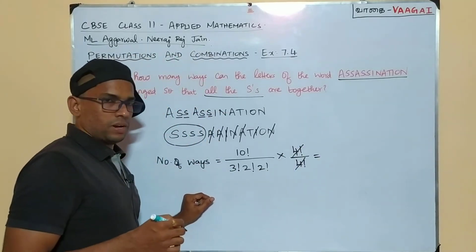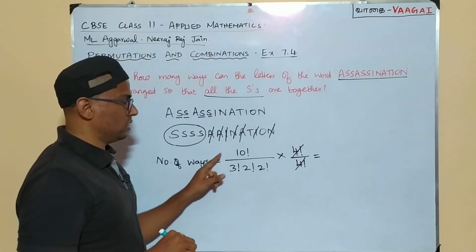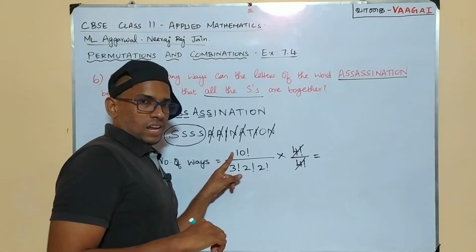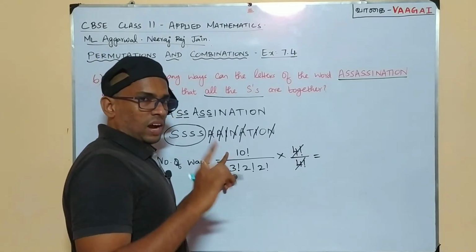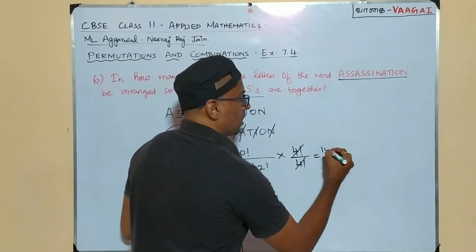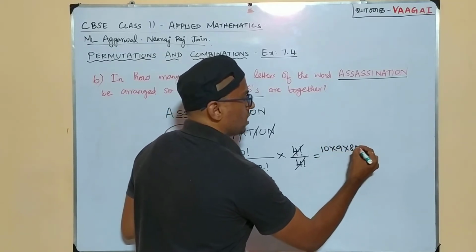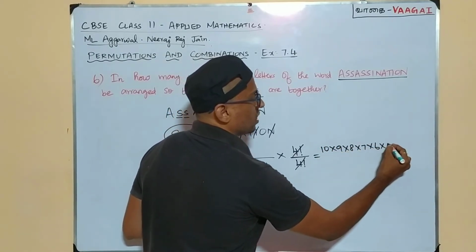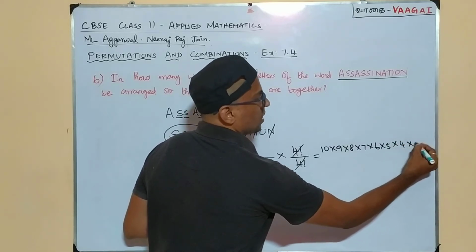So what next can be done here, be careful. Of course, we have 10 factorial here, right? So this 10 factorial can be written as 10 into 9 into 8 into 7 into 6 into 5 into 4 into 3 factorial.